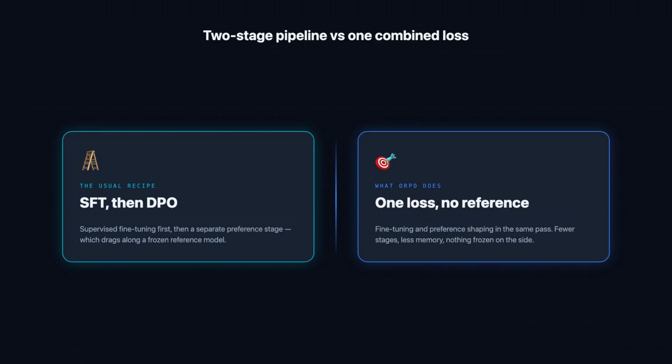ORPO does the whole thing in one combined loss with no reference model. The fine-tuning and the preference shaping happen together in the same pass. Fewer stages, less machinery, and nothing frozen sitting on the side taking up memory. You train once, and preference is baked in from the start rather than bolted on afterward.